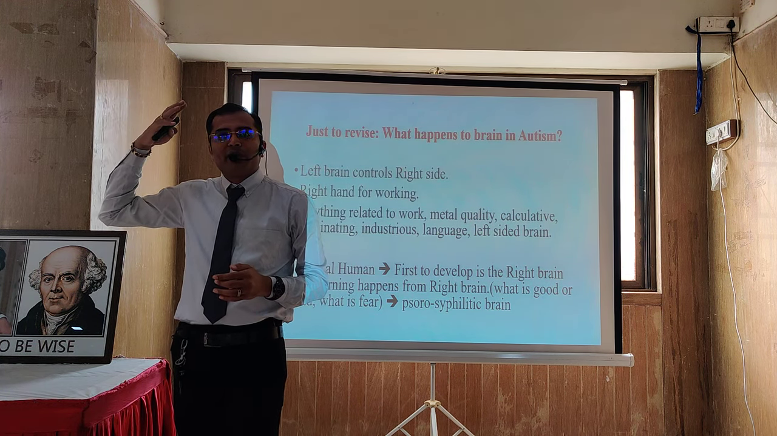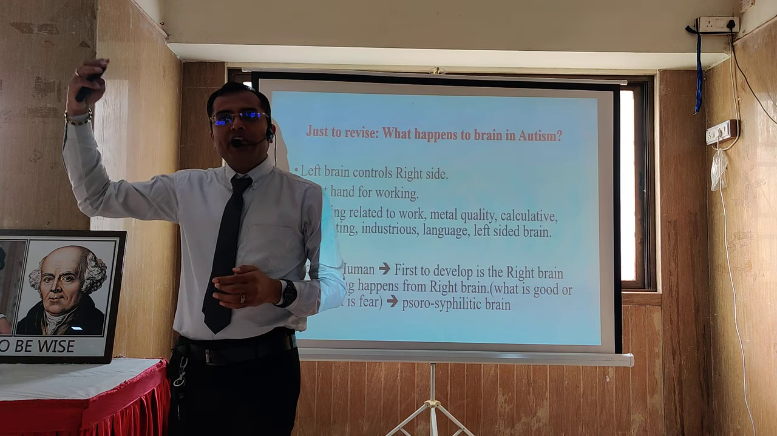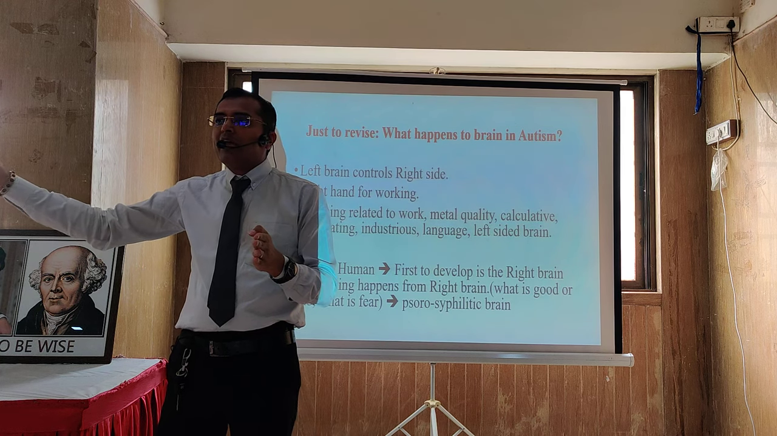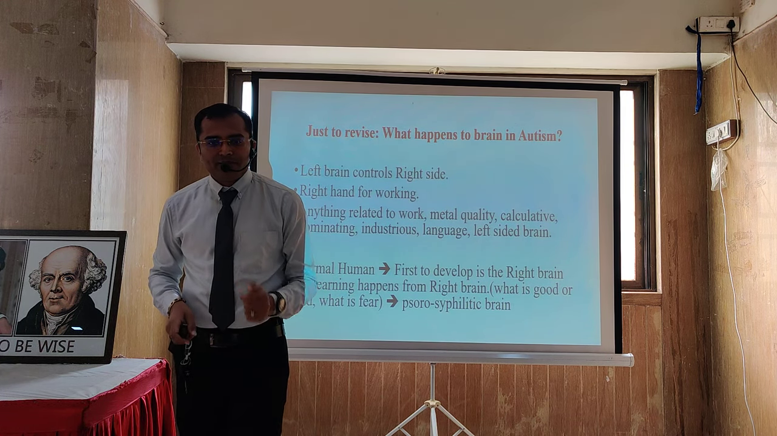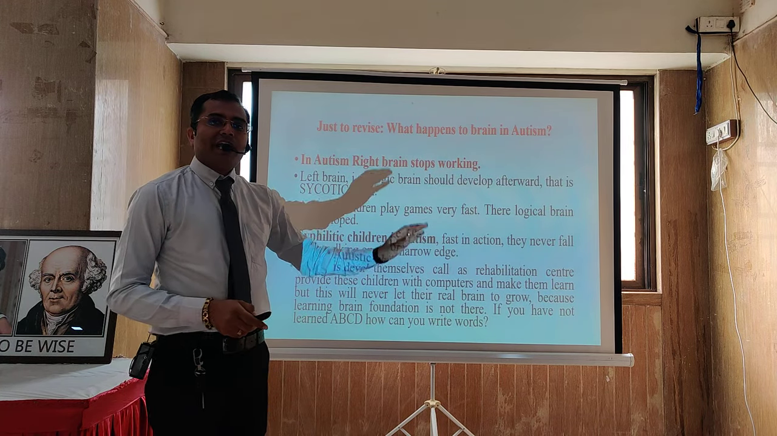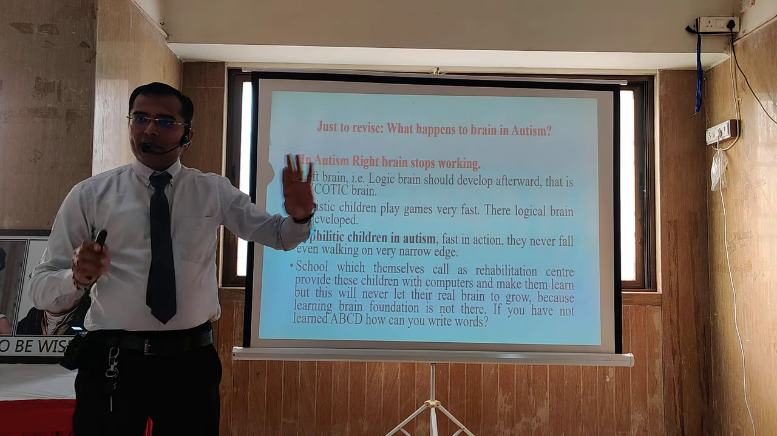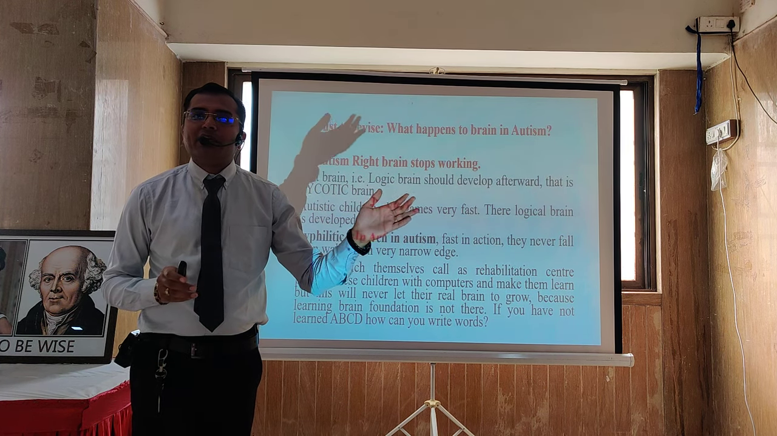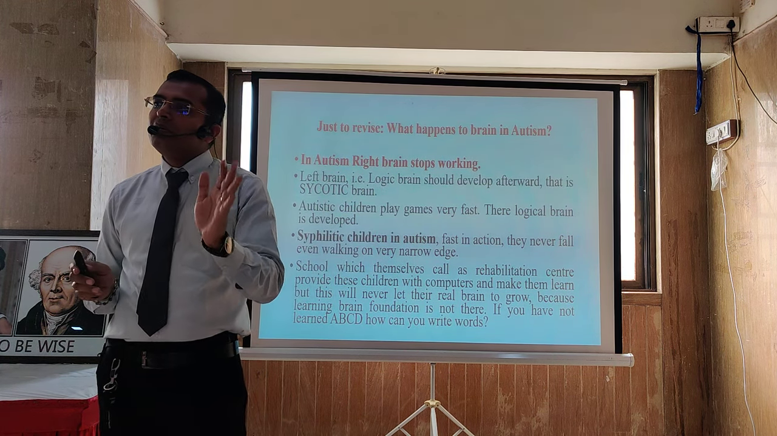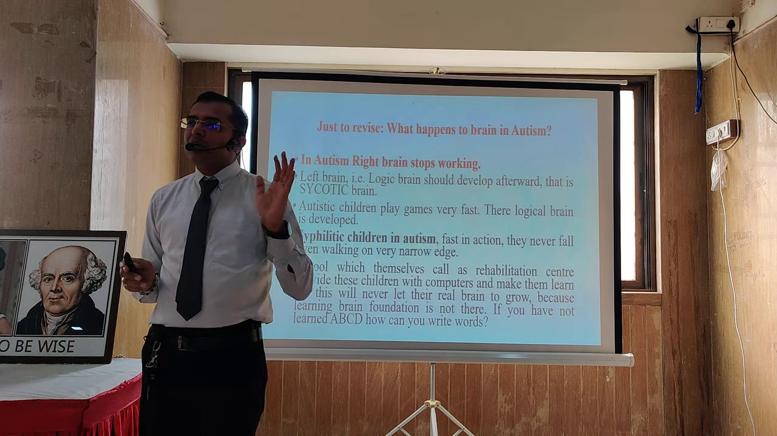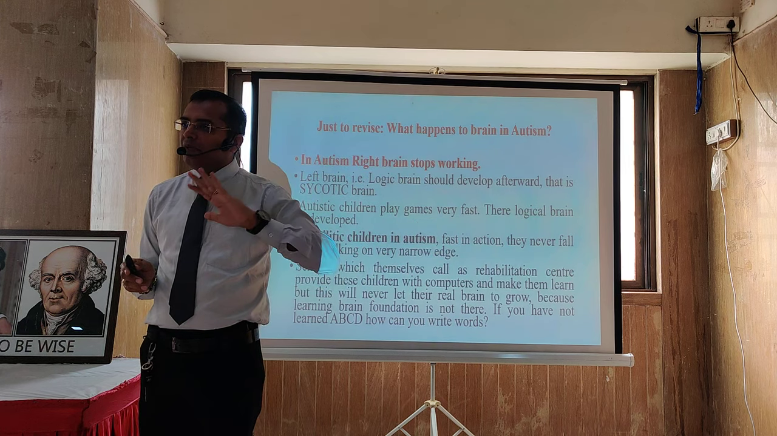So development is from the right brain, nutrition as well. Any input goes into the right and then the left. Here what happens is the connection with the right is cut off in autism. So in autism, the right brain stops working. Clear? So what do we need to do? We need to stimulate the organism to develop the right brain. The left brain is all logic, so it is psychotic. The right brain is sodom and syphilis.